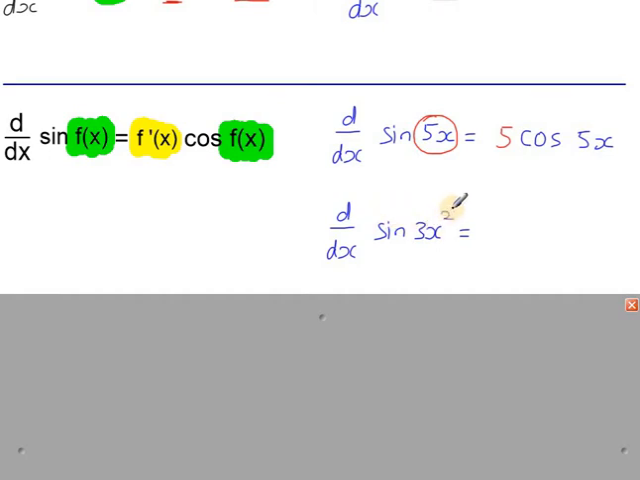If we differentiate sine 3x squared, well, we're going to get cosine first. The angle, the f of x, remains the same on this side, so it's still 3x squared. And then I differentiate 3x squared, that will give me 6x. I need to multiply by that. There we go. So if you differentiate sine 3x squared, you get 6x times cos 3x squared.